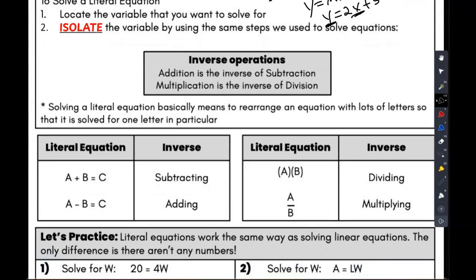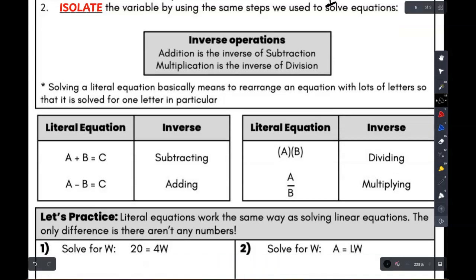All right, now the same thing you do with regular equations is the same thing you do with literal equations. You do the opposite, the inverse operation. But when you do it, sometimes you can't solve it because they're letters, they're variables. You can't always solve a variable like that. So let's take a look at some examples.